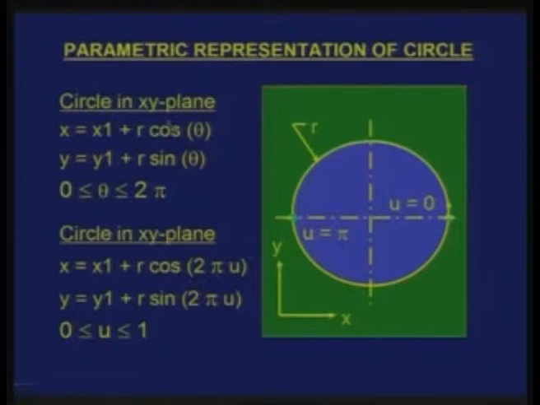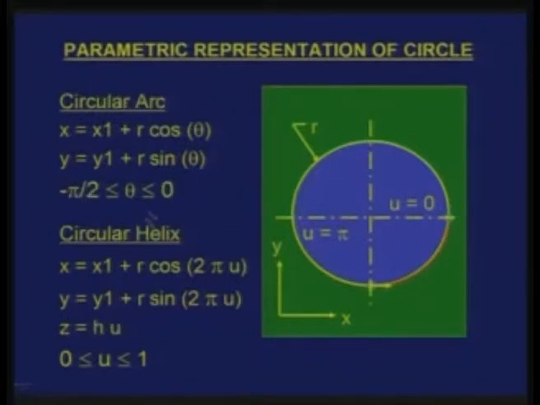Now, generally in a parametric representation, I have a parameter which has a range, like in the case of a circle it is going from 0 to 2 pi, but it is more common to normalize this such that u is equal to 0 always represents the starting point and u is equal to 1 always represents the end point. So, the same equations of a circle in the xy plane are written here, where theta has been converted into a new parameter u, which varies from 0 to 1. This process is usually called the normalization process in representation of curves and surfaces.